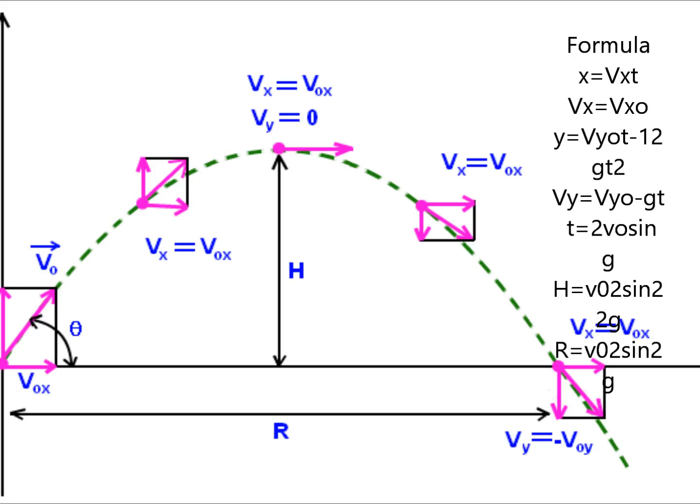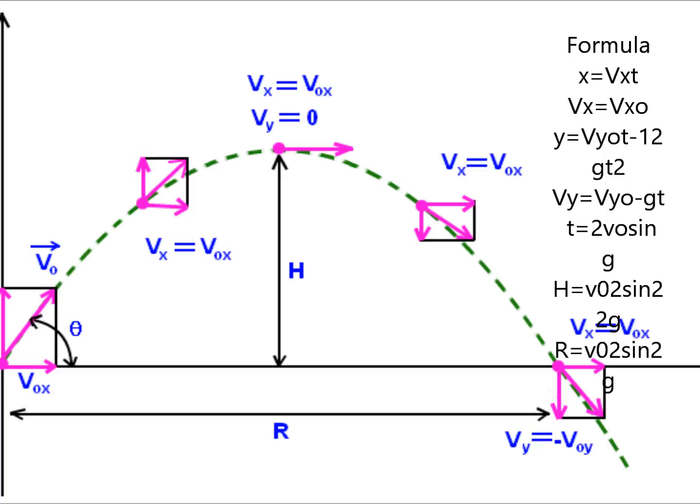Formulas: horizontal distance, x, equals vx times t. Horizontal velocity, vx, equals vxo. Vertical distance, y, equals vyo times t minus 1/2 g t squared. Vertical velocity, vy, equals voy minus g t.